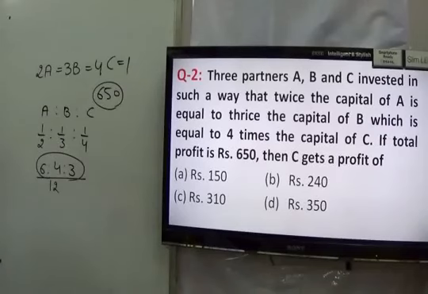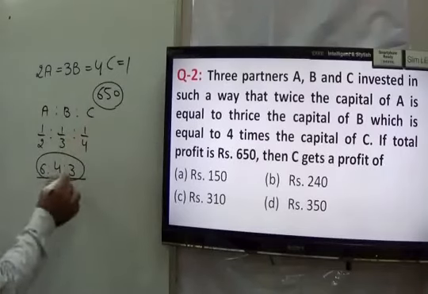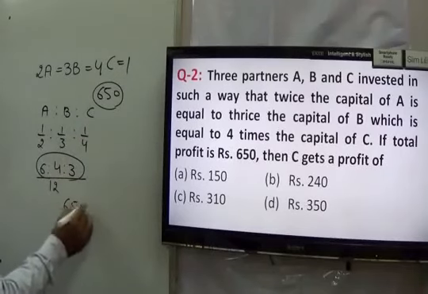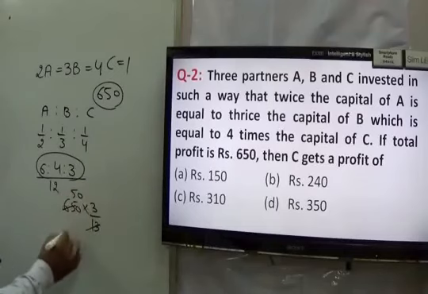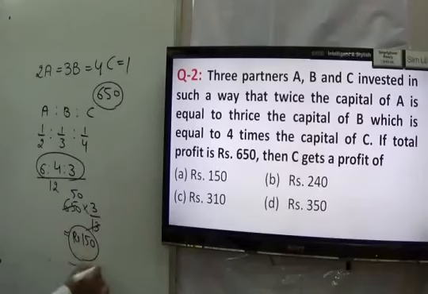If they are investing for the same time period, in that case, ratio of the capital is same as the ratio of the profit. We have to find the share of C. It means I have to find out 650 into 3 upon 13. 13 will go in 650. Answer is said to be rupees 150. That is the share of C as a profit, right?